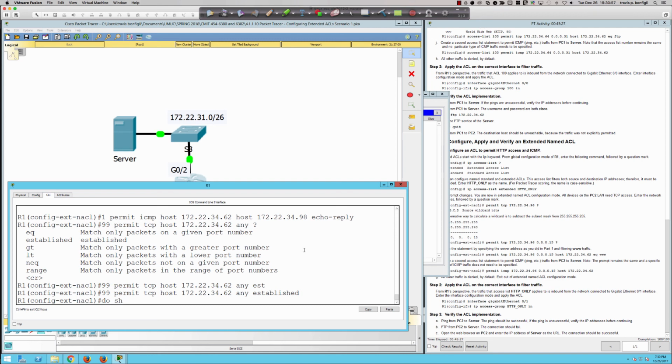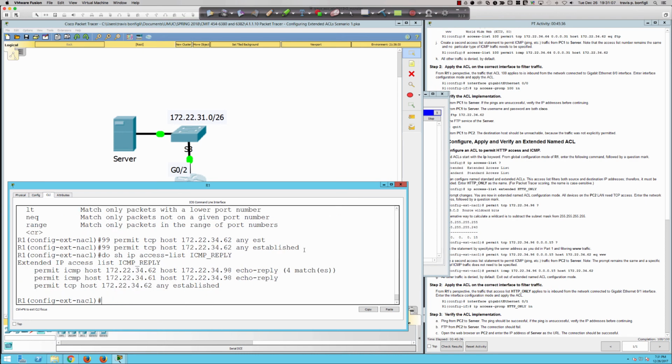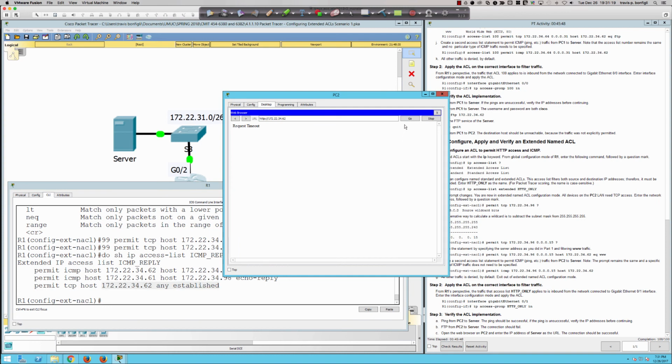So what does our ACL look like right now? Let's do show ip access-list. And what did I call it? Now the name really doesn't apply anymore, it's ICMP reply. But take a look at what we've got in here. I'm allowing any TCP traffic coming from .62 to go anywhere as long as the connection has been established. So let's come back here. You see we timed out? Now it works, right? There is the established keyword in action.